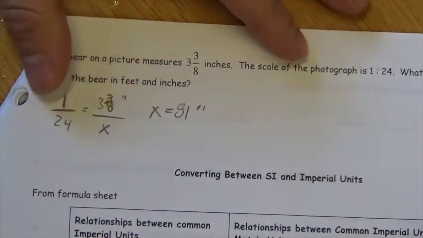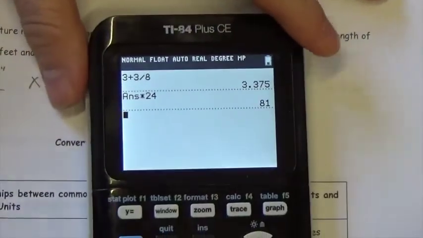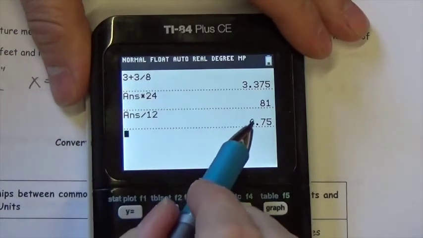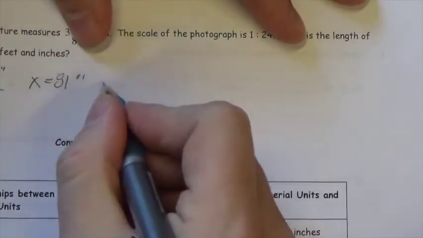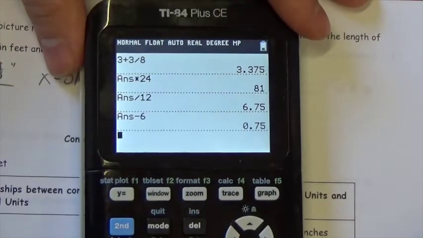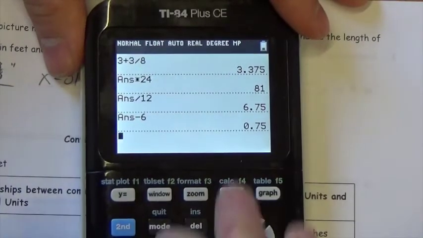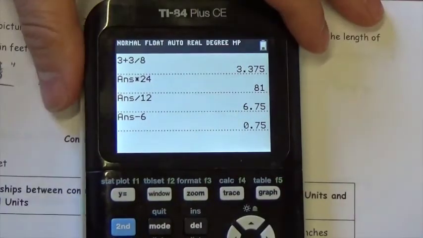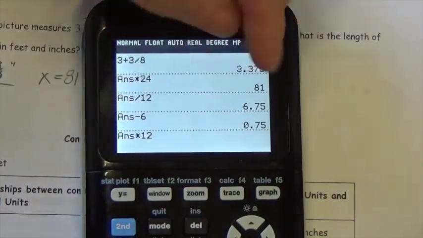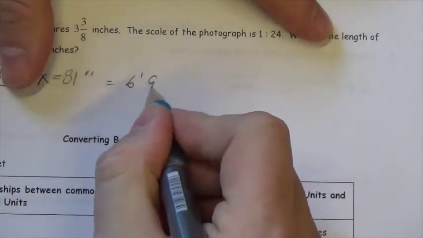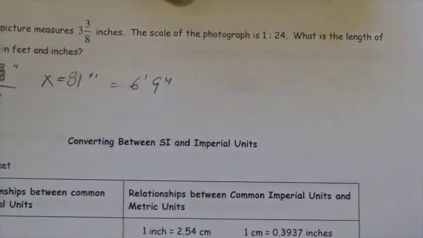Now we're going to convert 81 inches into feet and inches. So I'm going to take that 81 and divide that into chunks of 12. First of all, I'm going to get 6 feet. Subtract that 6 off of there, and I get 0.75. Now remember, this is in feet, so it's like 6 feet and 3/4 of a foot. So I'll multiply that by 12 to convert that fraction of a foot back into inches, and I get 9. So 6 feet, 9 inches. That's the length of the bear.